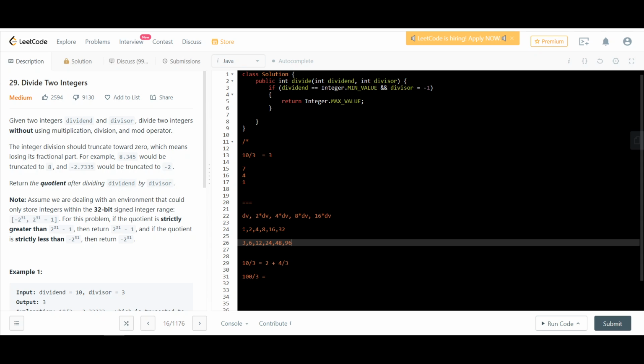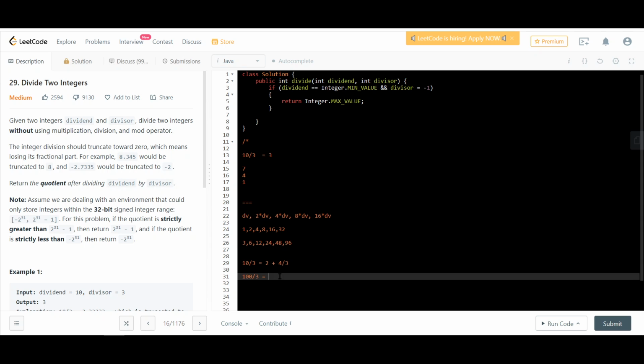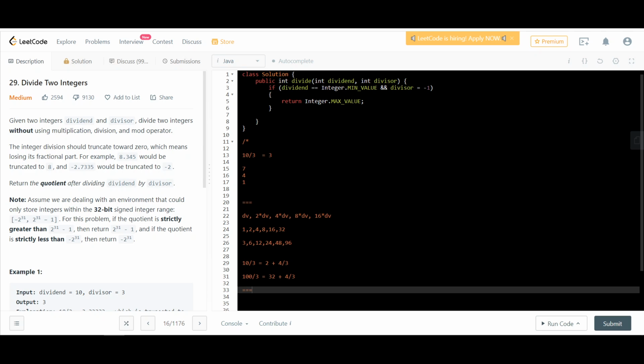So this is the number of iterations that you did. You got 96, right? 96 is 32 times 3, my bad. So you go 32 plus, and how much is left? 4. 4 by 3. Then you repeat the same process here and you will get 1. So 33 would be the answer. That would be our approach to this problem.